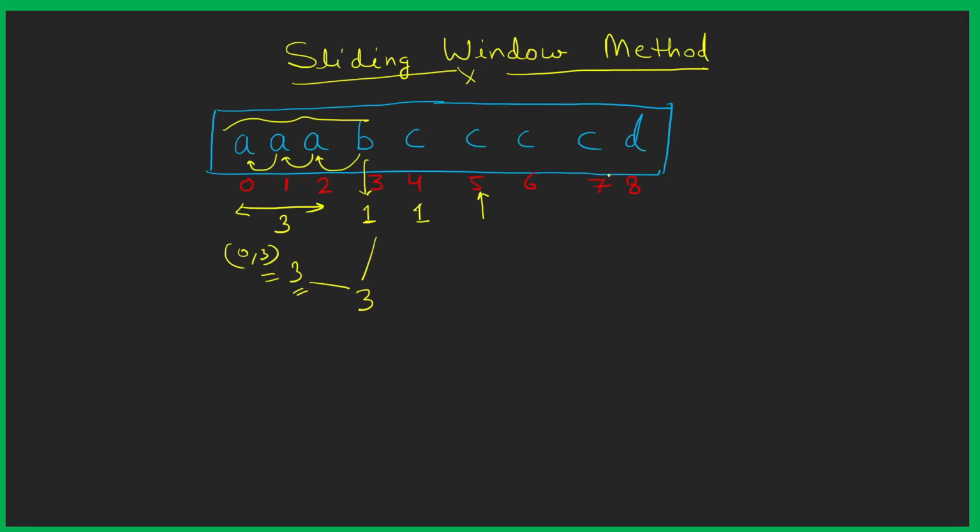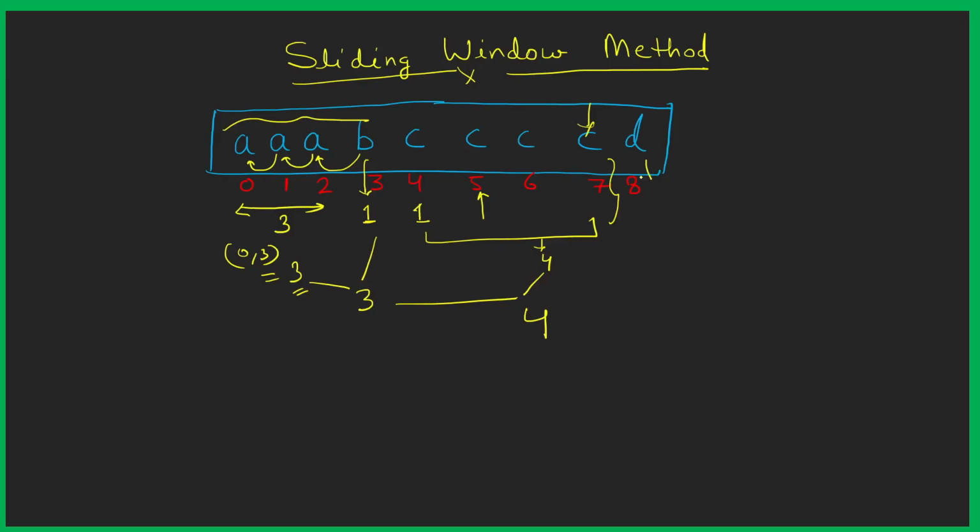D is equal to C? No. So till now the total power is 4. Now we will check this 4 with the previous window size, that is 3. We will say the maximum is 4. So the current window size, or you can say the maximum substring length, or the power of this string from A to this C, is 4.